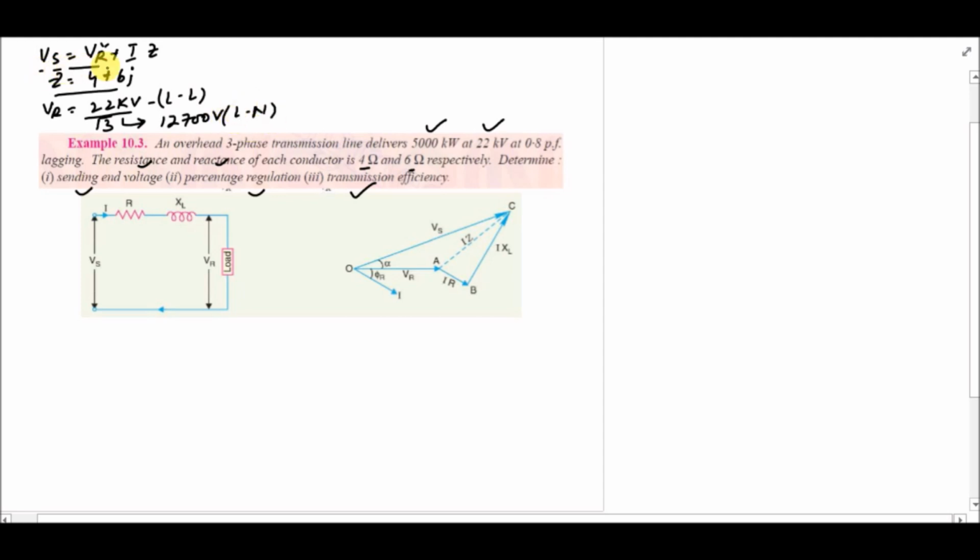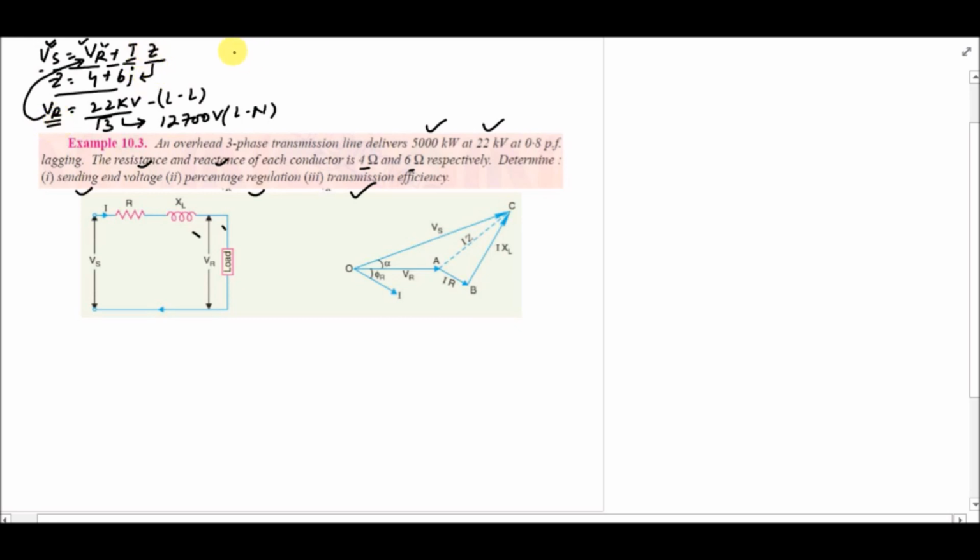This formula is derived from the single line diagram of three phase short transmission line. So all the quantities, this Vs as well as this Vr, will be line to neutral values. So you have to use line to neutral value of Vr in this equation. Now we know the value of receiving end voltage, that is line to neutral, and we know the value of impedance.